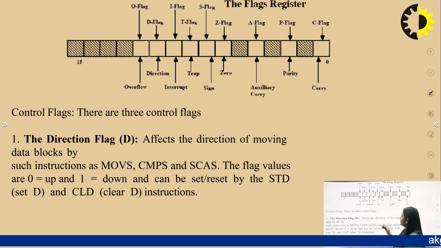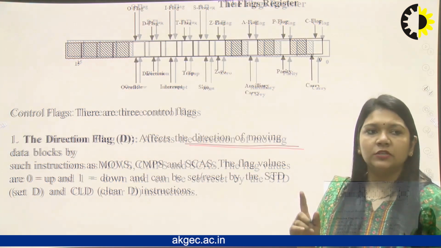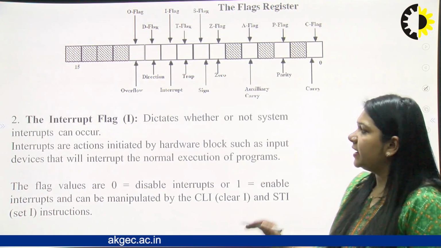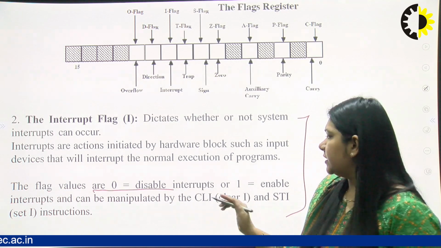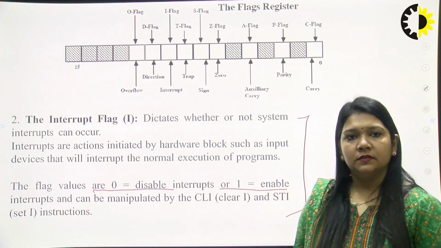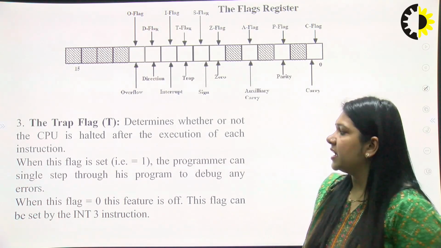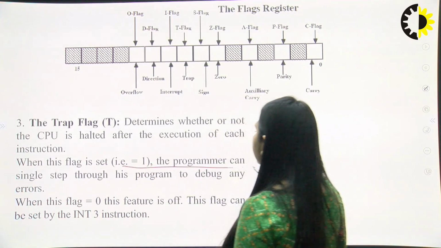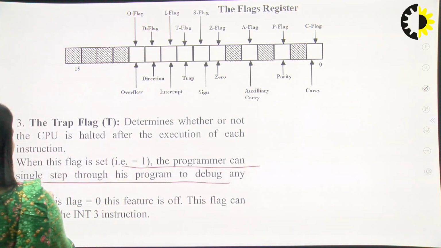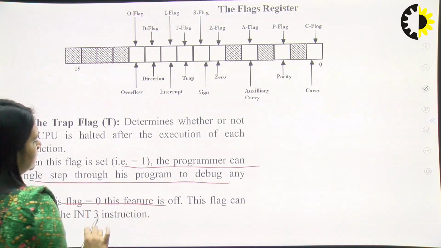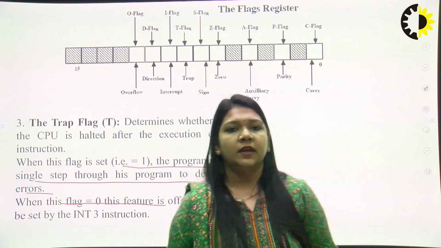So 3 control flags are there. Direction flag affects the direction of moving data blocks by string instructions, such as move and compare. For up, it will be 0. For down, it will be 1. Interrupt flag is used for interrupts. If the flag is 0, the interrupt is disabled. If it is 1, the interrupt is enabled. This is our trap flag. When this flag is 1, the programmer can single step through the program to debug any errors. If it is 0, it is off. We cannot debug the error.